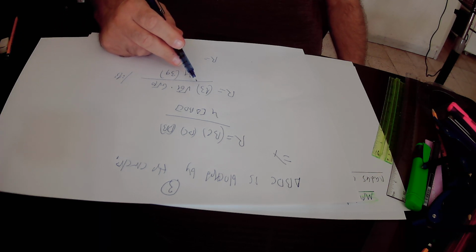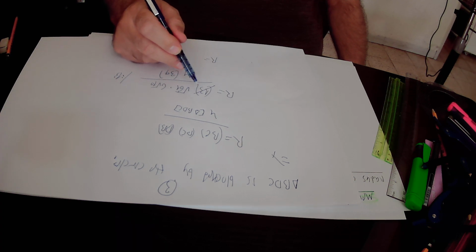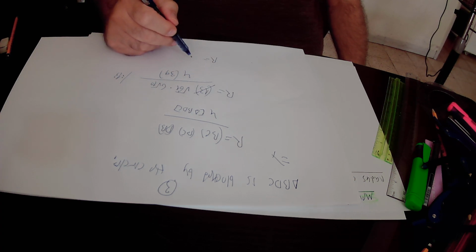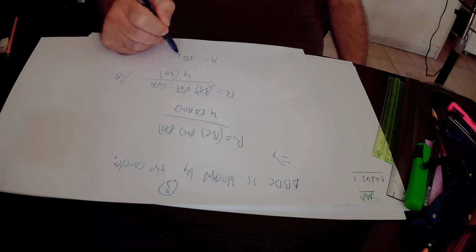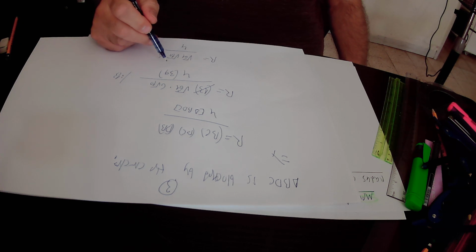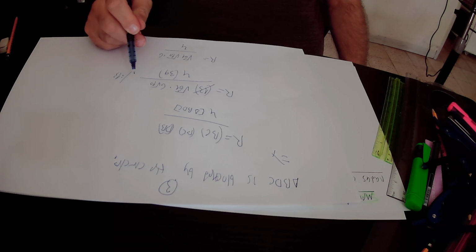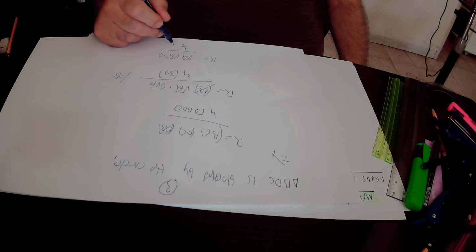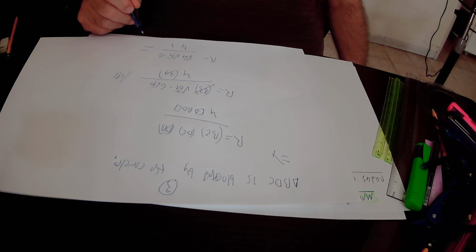13 over 13 is 1, so 13 will get cancelled. We are left only with square root of 61 times square root of 10 times 6. In the denominator we have 4 times 39. So we divide 39 by 13 because we divided both the numerator and the denominator by 13. 39 over 13 is 3. Okay.